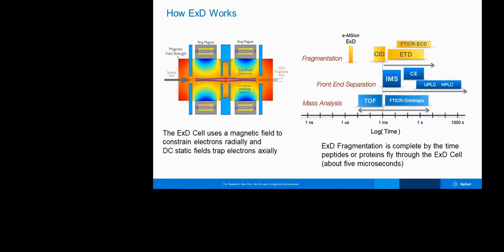So you can see EXD fragmentation is complete by the time the peptides or proteins fly through the EXD cell, about 5 microseconds. And you can see that it couples really nicely with these front-end separations such as ion mobility, capillary electrophoresis, or liquid chromatography, and can be easily incorporated into our time-of-flight platforms.